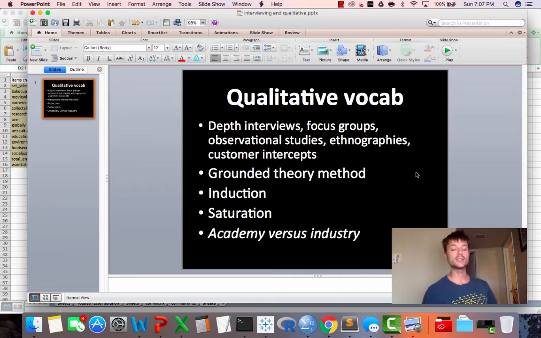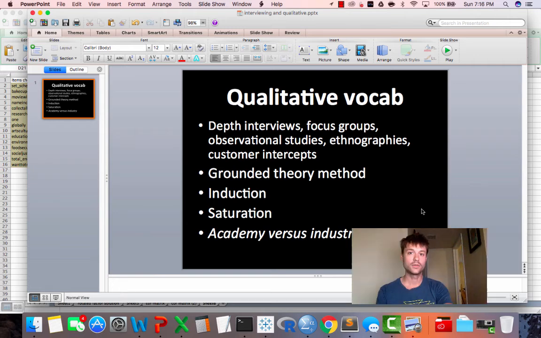Ethnographies, that's a bigger type of situation when a researcher goes to a group of people or another culture and tries to live the life of that culture and then write a story about it. Customer intercepts, that's when you stand in a store and wait for people and hope that you get to interview one of them and talk to them for a little while.